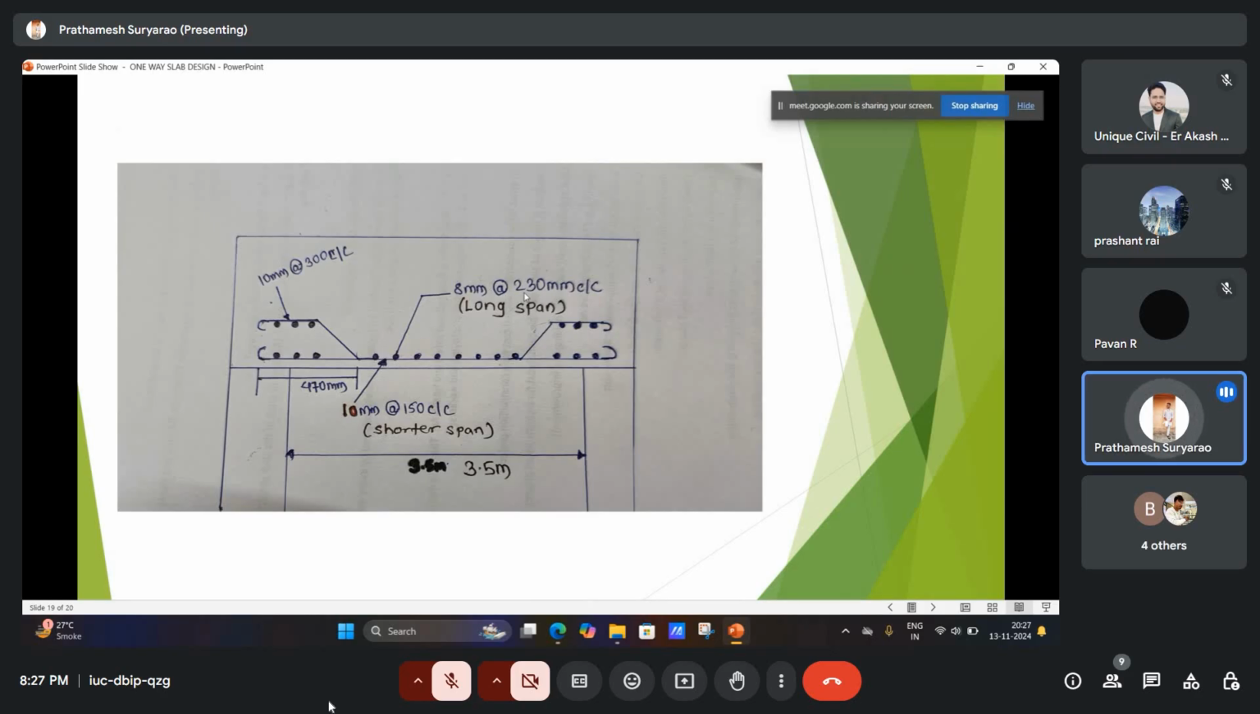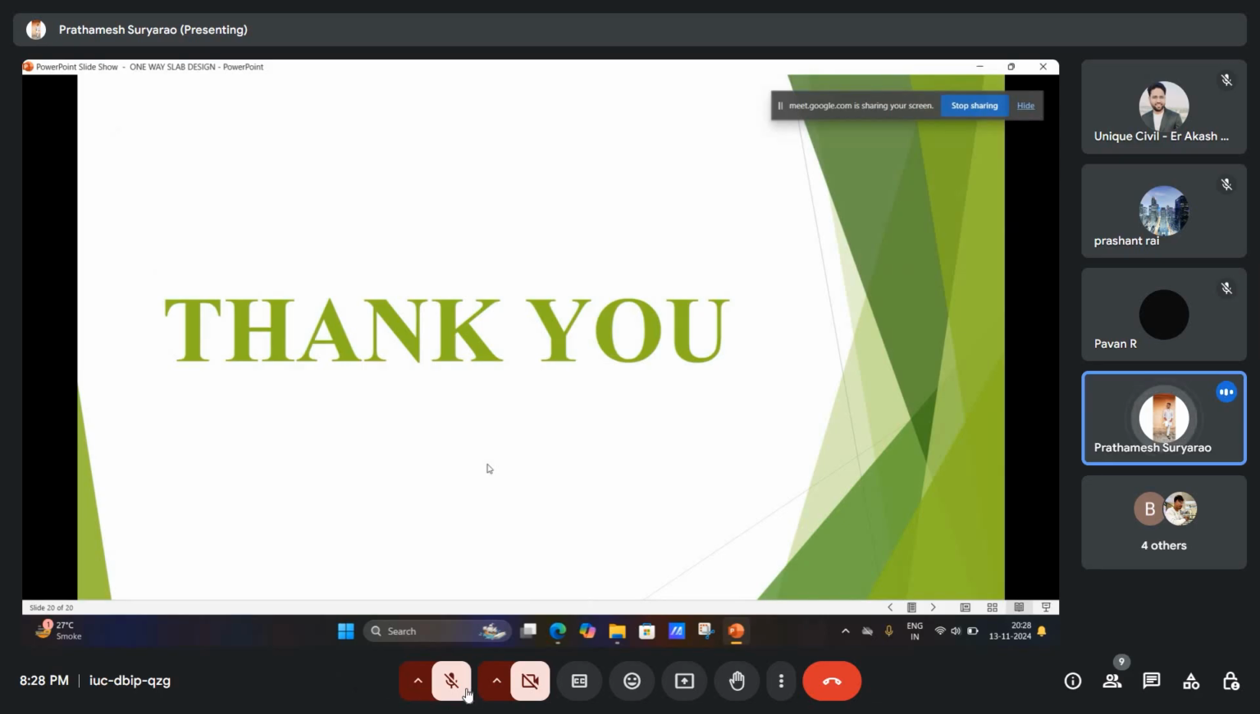The value we got is 230 mm center to center for the longer span. This 10 mm at the rate of 300 cc is for the distribution bars, the value we got in the last steps, and this is the shorter span, from here to here, as mentioned in the question, 3.5. This is the shortest span. So this is how we will design a one-way slab in the respective scenarios. So thank you guys, I hope you understood, and thanks to sir for giving me this opportunity to present my PPT.